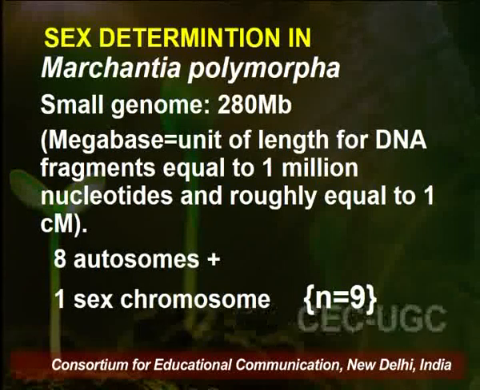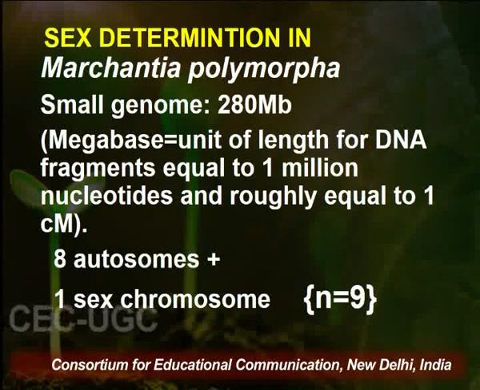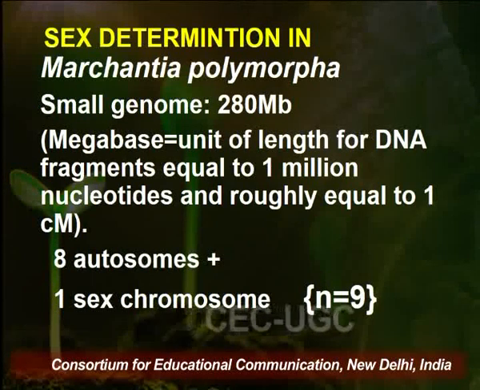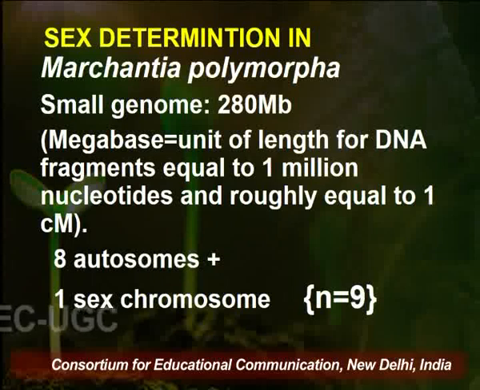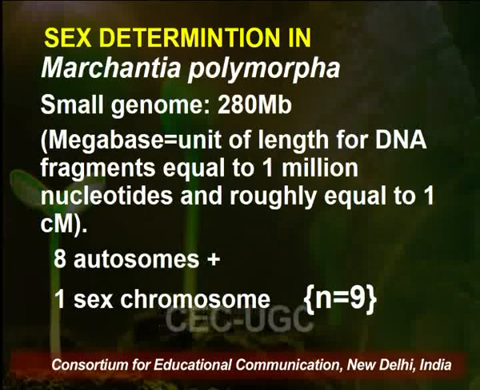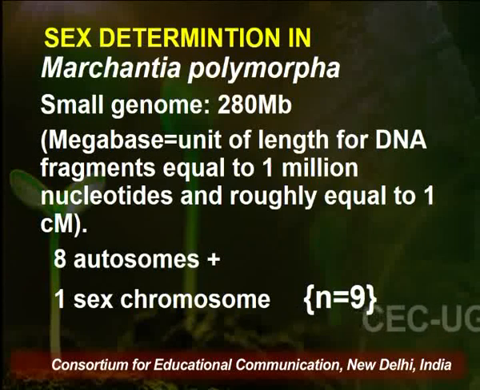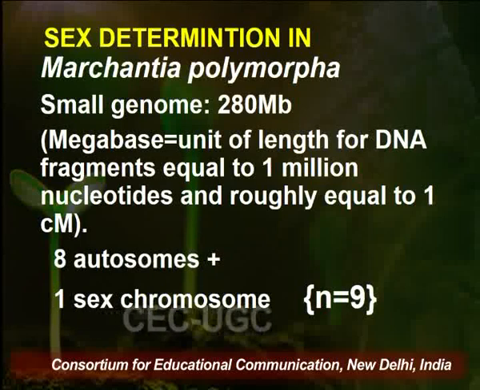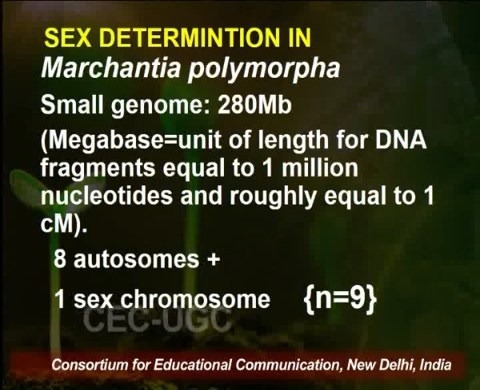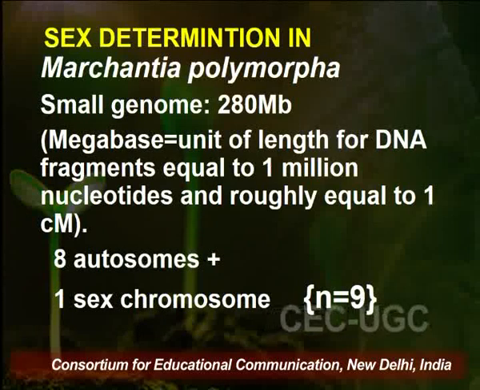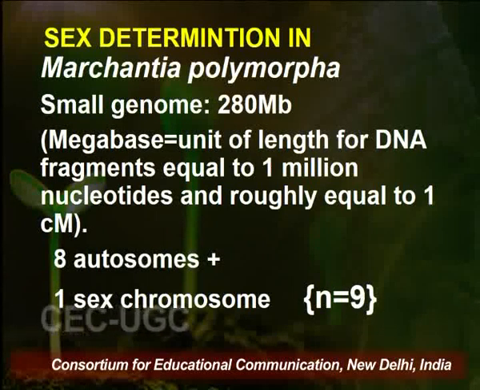Chromosome mechanisms in Marchantia polymorpha, which is a liverwort, have been studied by using modern techniques, and you know that Marchantia has a very small genome, say about 280 Mb. Whereas you remember I told you that this Mb means a megabase, which is a length for the DNA fragments, and it is considered to be equivalent to 1 million nucleotides. And transforming it into cytogenetical language, this would be equivalent to 1 centimorgan.